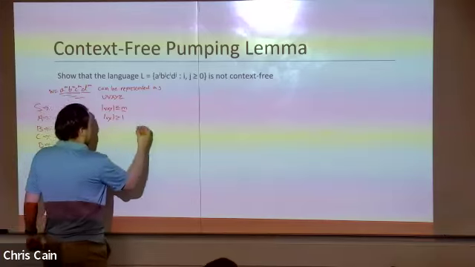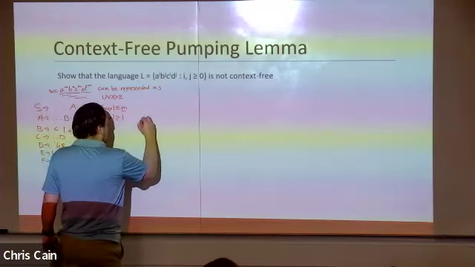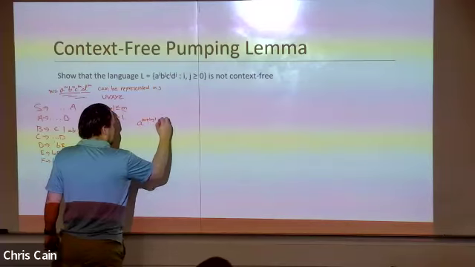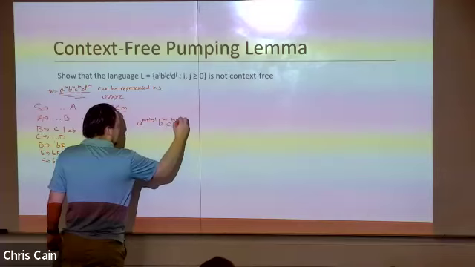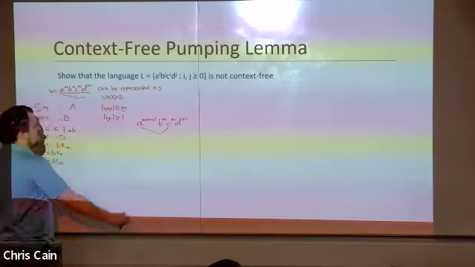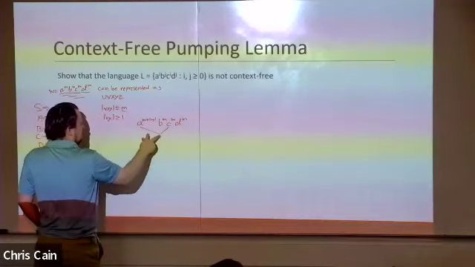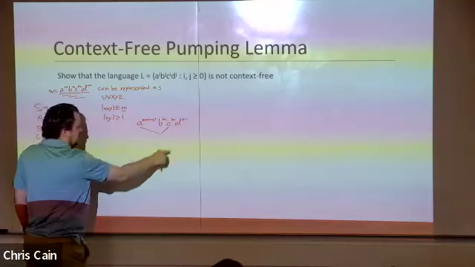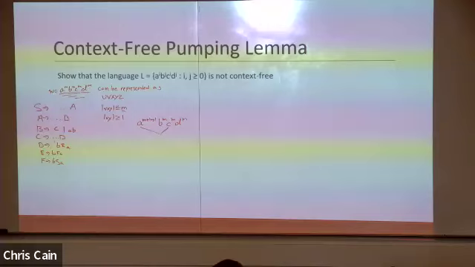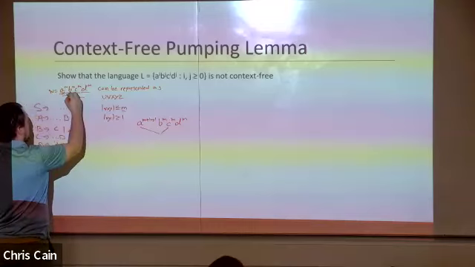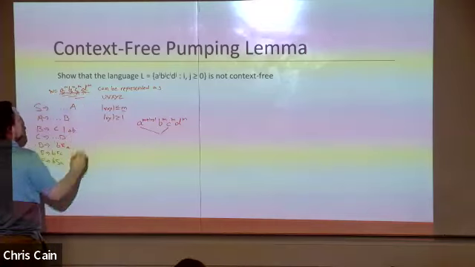So you end up with a string of the form A to the M plus the length of VY, B to the M, C to the M, D to the M. In this case, we have a mismatch between the A's and the C's. They're not the same value. M plus the length of VY, where the length of VY is greater than or equal to 1, cannot be equal to M. So we've broken it for this case. You can use a very similar argument to break it for this case and this case and this case.